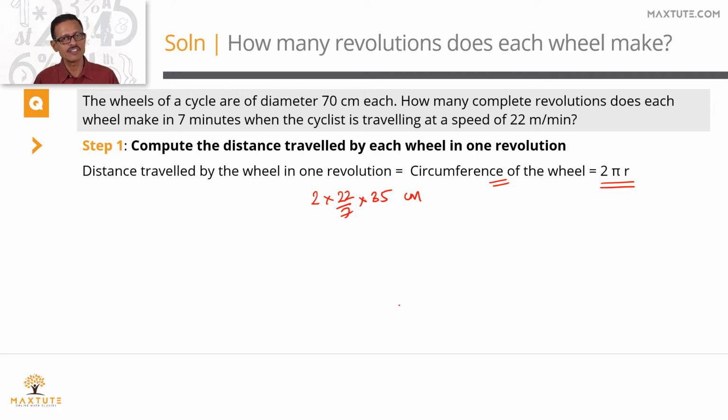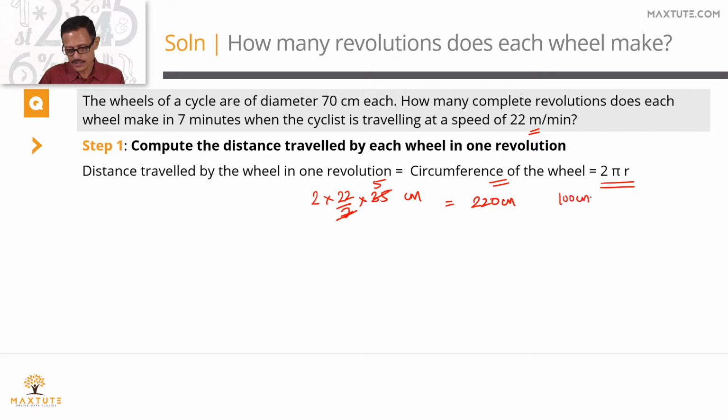We'll get the distance traveled in 1 revolution. 7 gets cancelled with 35 to leave us with a 5. 2 into 5 is a 10. 10 into 22 is equal to 220 centimeters. The speed is given in meters. So let's write the distance covered in 1 revolution in terms of meters.